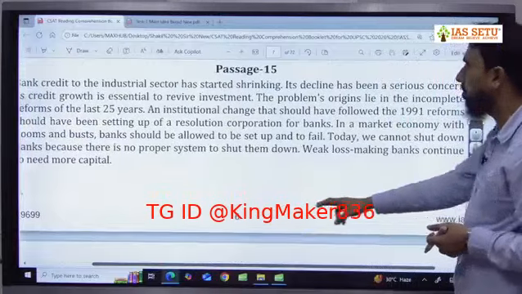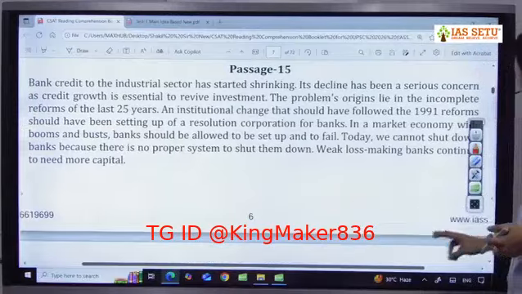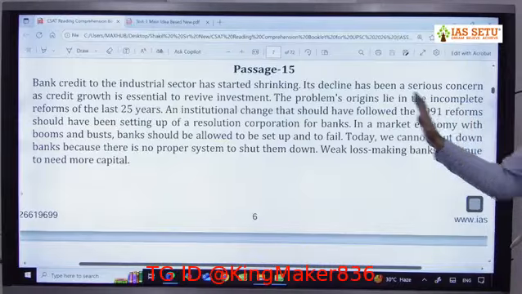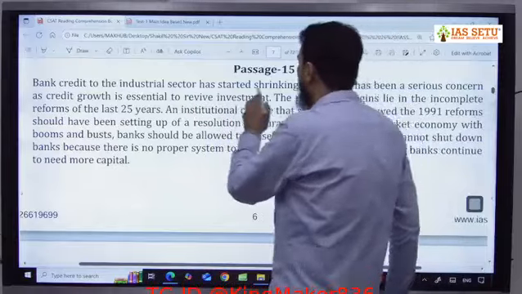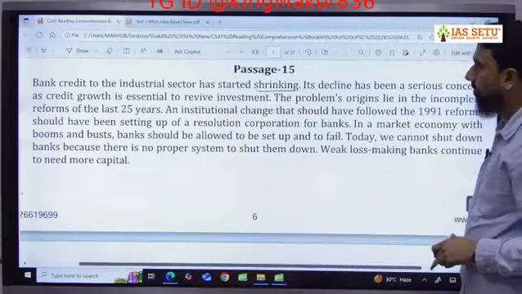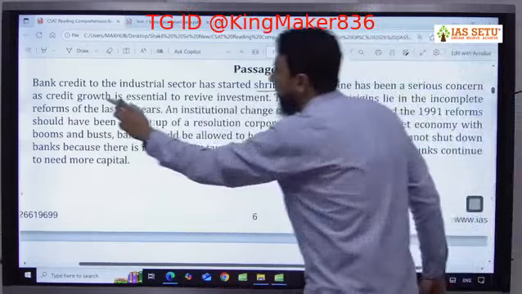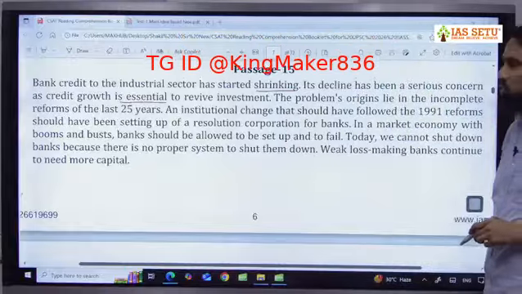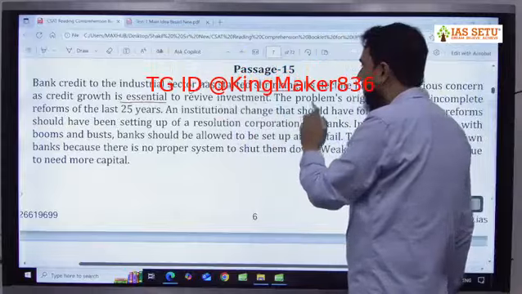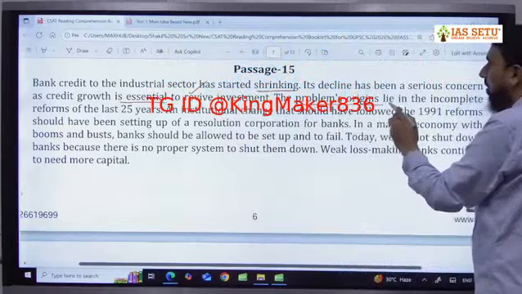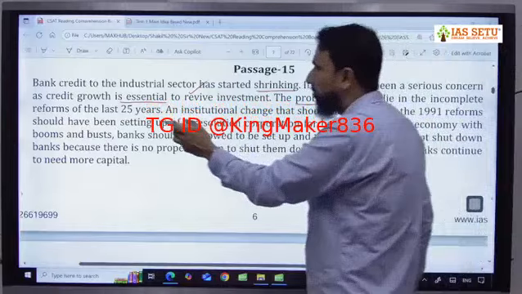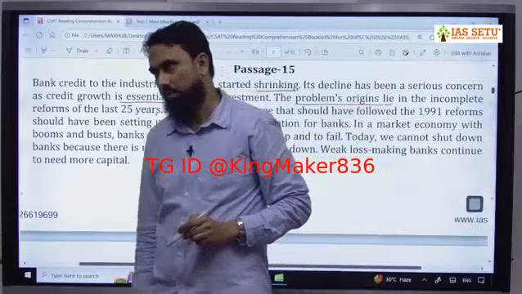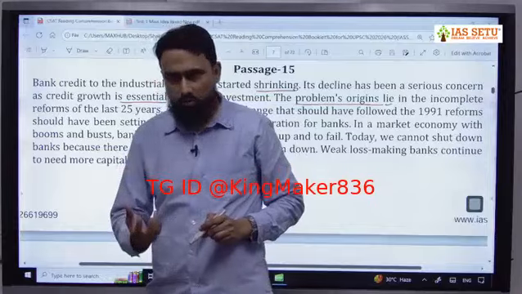I'll show you more passages on this. Look, it talks about how bank credit to the industrial sector has started shrinking. Its decline has been a serious concern as credit growth is essential to revive investments. So its significance has been highlighted. But the author says the origins lie in the incomplete reforms of the last 25 years. So he's taking us towards the origin of this issue. Of course, the origin will be more important.